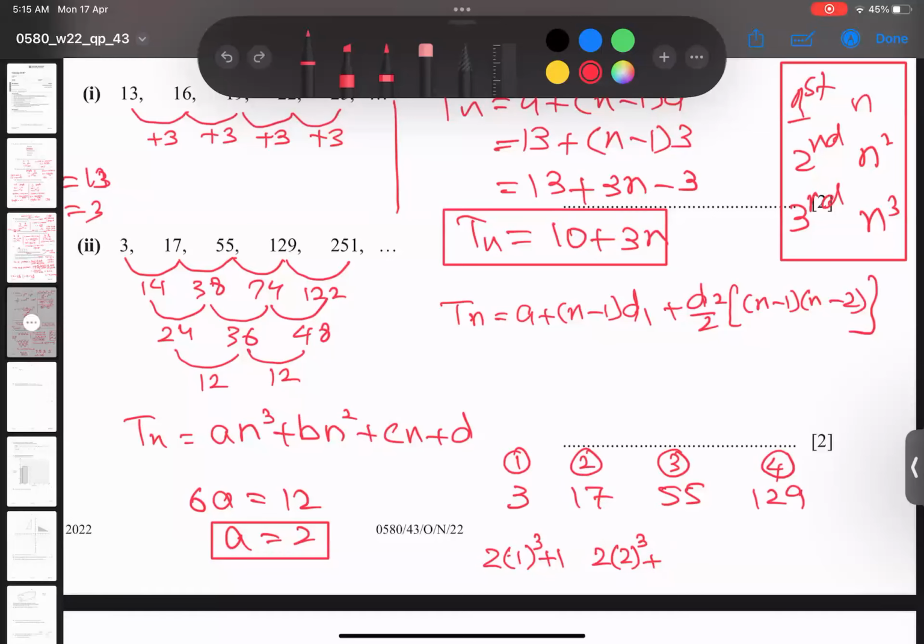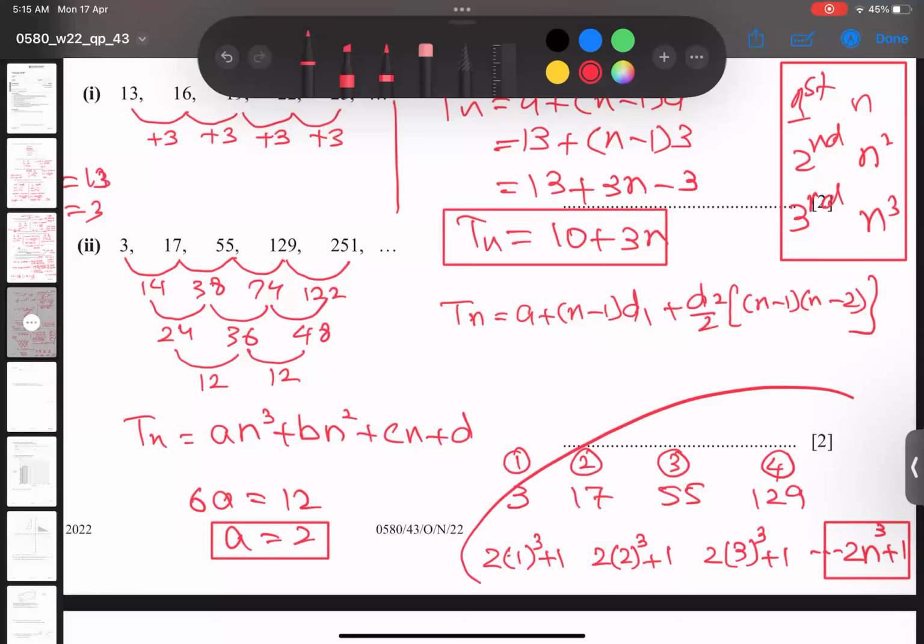Check in calculator. So 2 to the power 3 is 8, 8 times 2 is 16. Okay, plus 1 gives me this value. Next one, 2 times 2, this third term. So I'm replacing n with 3, cube plus 1. And look here, it is again matching. So Mabruk, it means the answer we are getting, 2n to the power 3 plus 1, is our final answer.